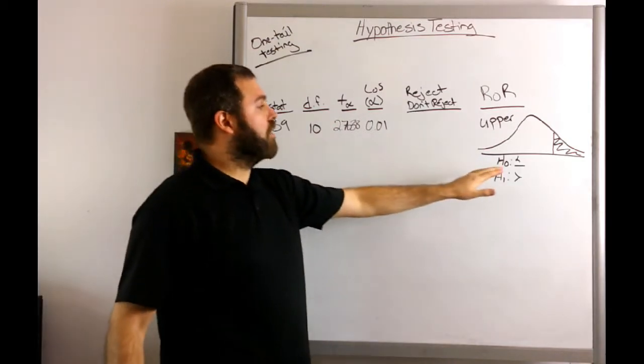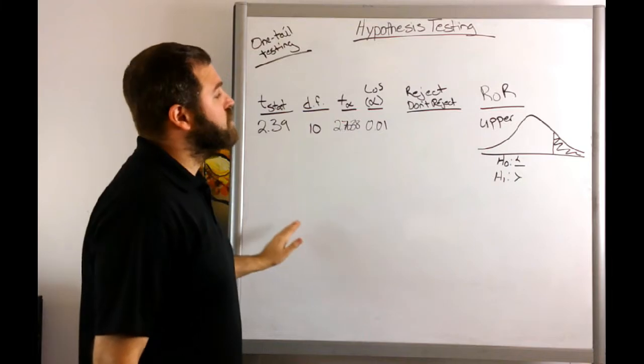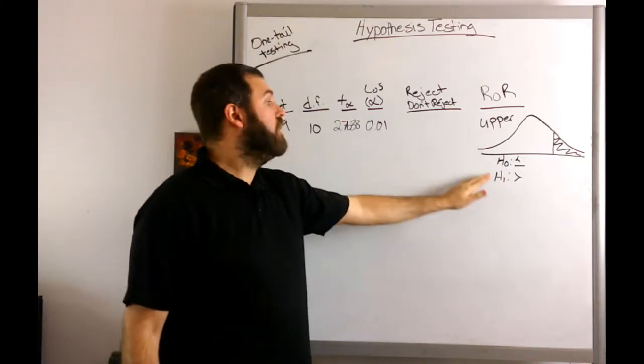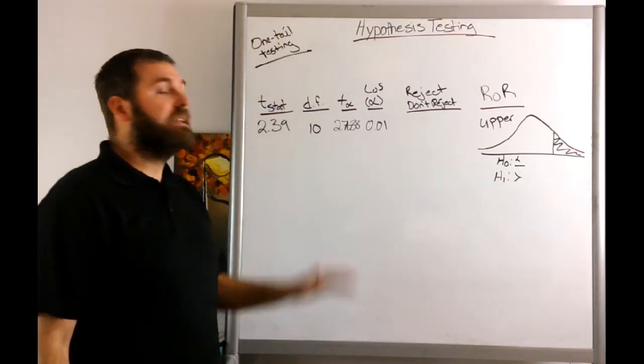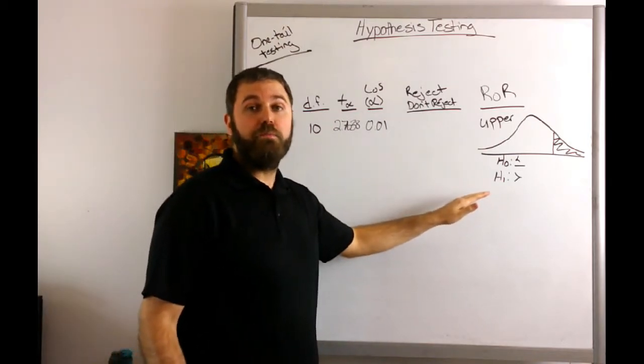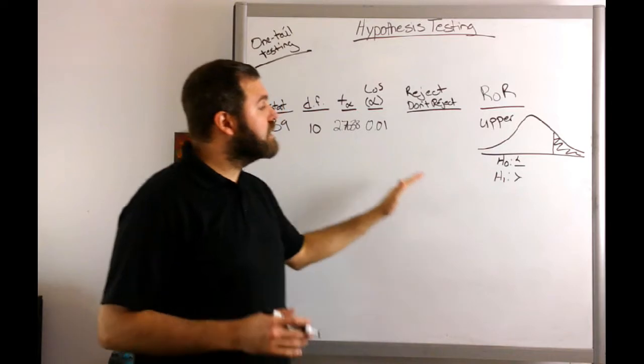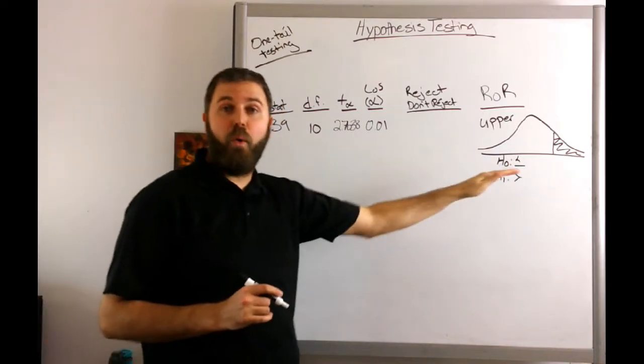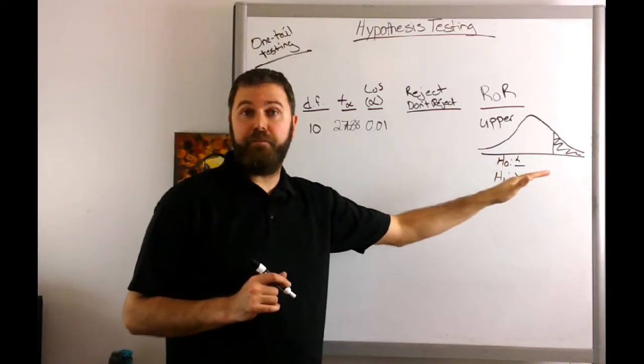For our H0 and our H1, because we're looking at an upper tail, our H0 is going to be less than or equal to, and our H1 is going to be greater than, because your alternative hypothesis points towards your region of rejection.